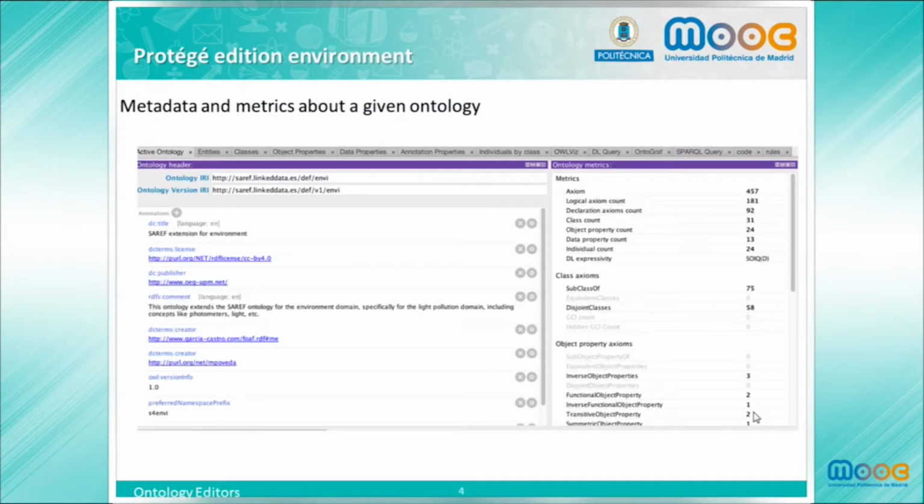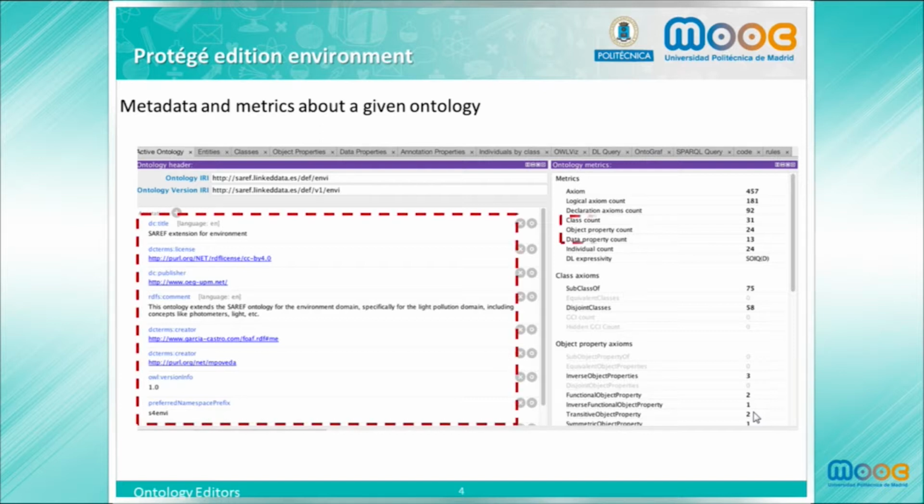In this slide, we can see the tab summarizing metadata information and metrics about the ontology being edited in Protege. We can see the ontology license, creators, description, etc. And we also see that the ontology has 31 classes, 24 object properties, and 13 data type properties, among other information.